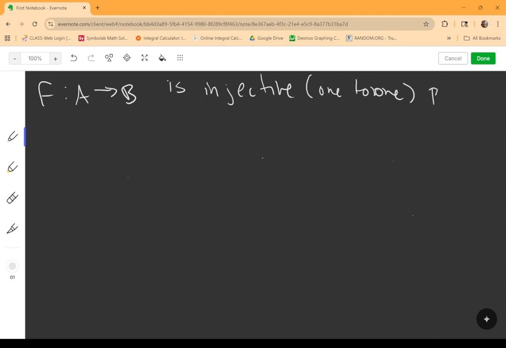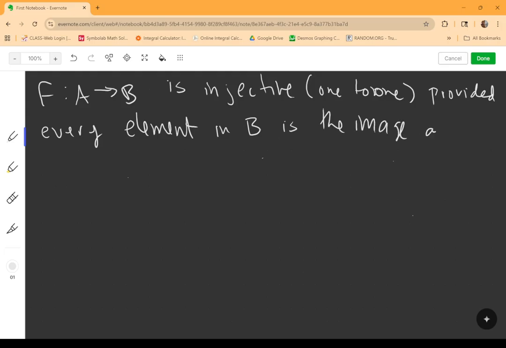provided every element in B is the image of at most one element in A.